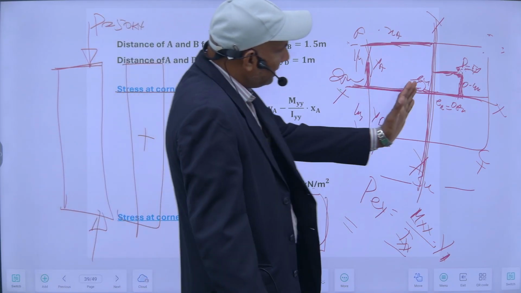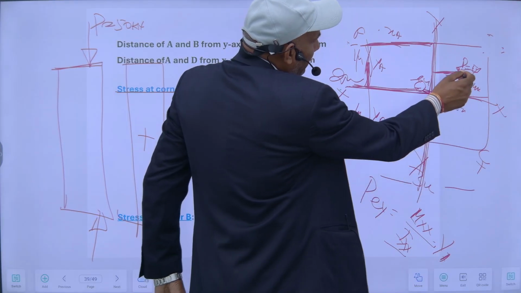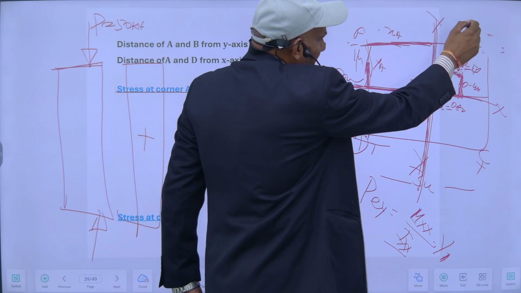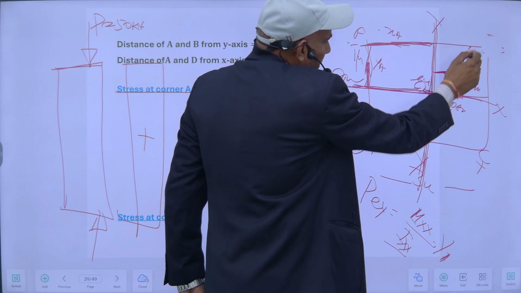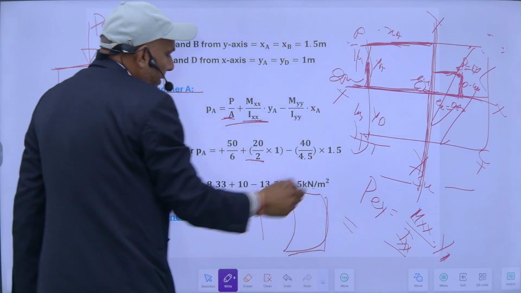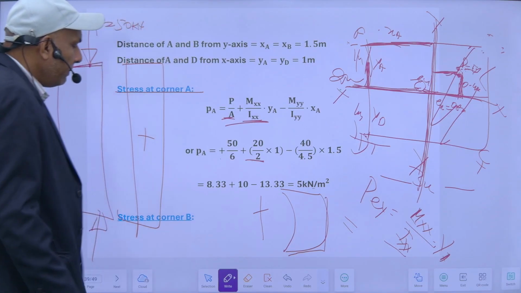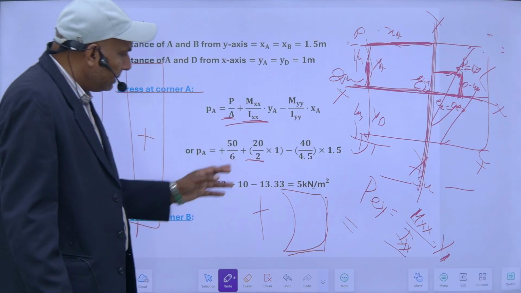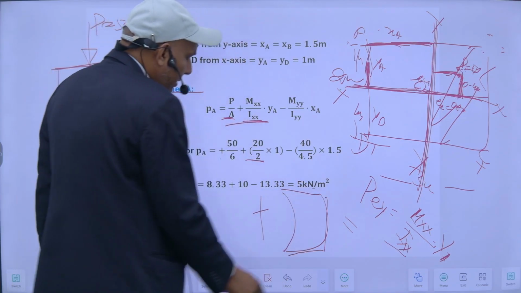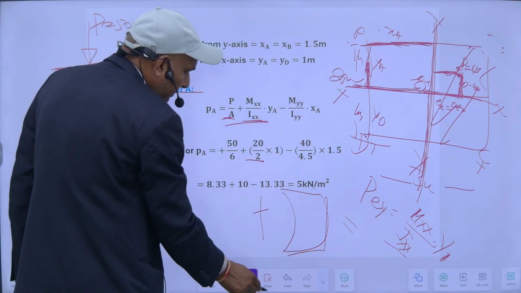So about this axis, this moment will create compression on this face, and tensile it will create here. So its effect will be minus. So my final stresses will be 8.33, this will be plus 10 minus 3. So it will be 5 kilonewton per meter square, the stress at this corner.